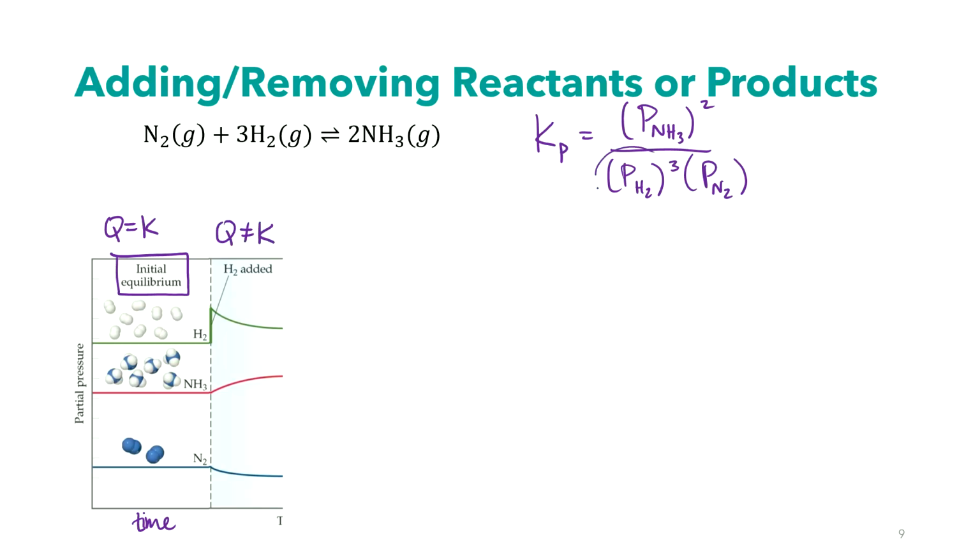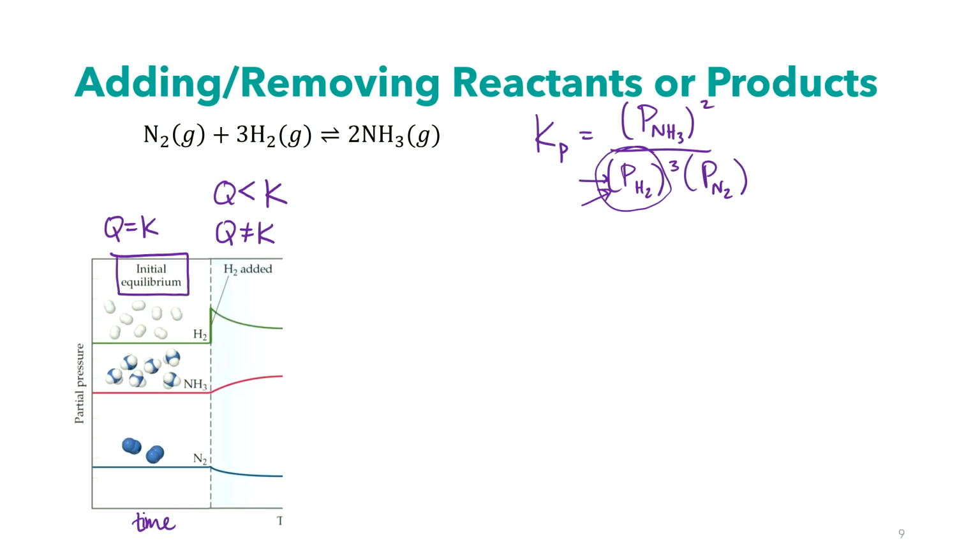Because I just spiked this number, right? I went in there and I had a port and I increased the pressure of H2. I did something to the system. I added H2. Now Q is not K because this number is too big, right? So Q is now going to be less than K, because I added H2. This is specifically for adding a reactant, okay?